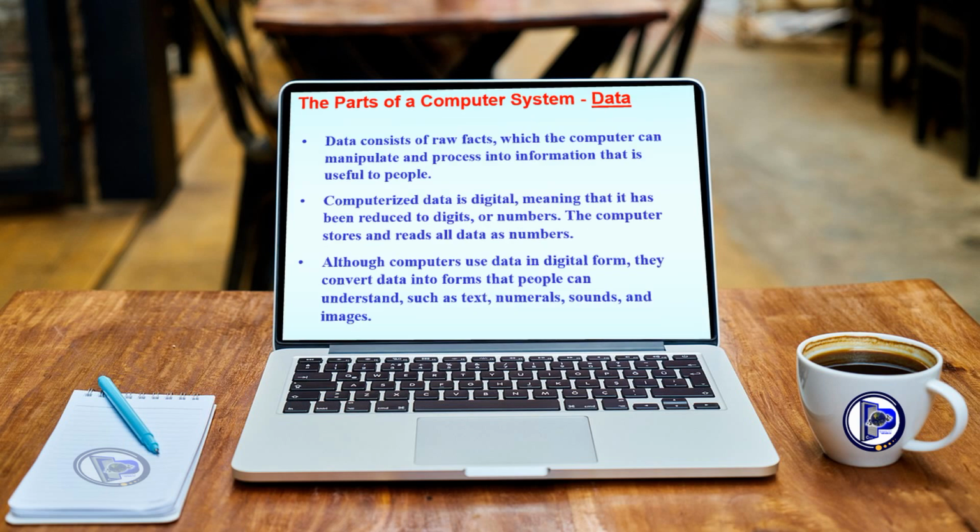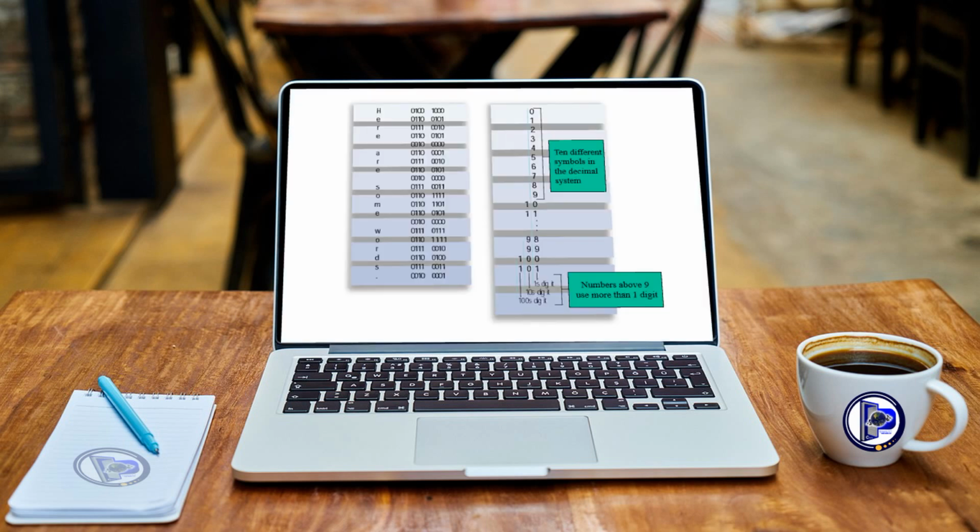Data consists of raw facts, which the computer can manipulate and process into information that is useful to people. Computerized data is digital, meaning that it has been reduced to digits or numbers. The computer stores and reads all data as numbers. Although computers use data in digital form, they convert data into forms that people can understand, such as text, numerals, sounds, and images.